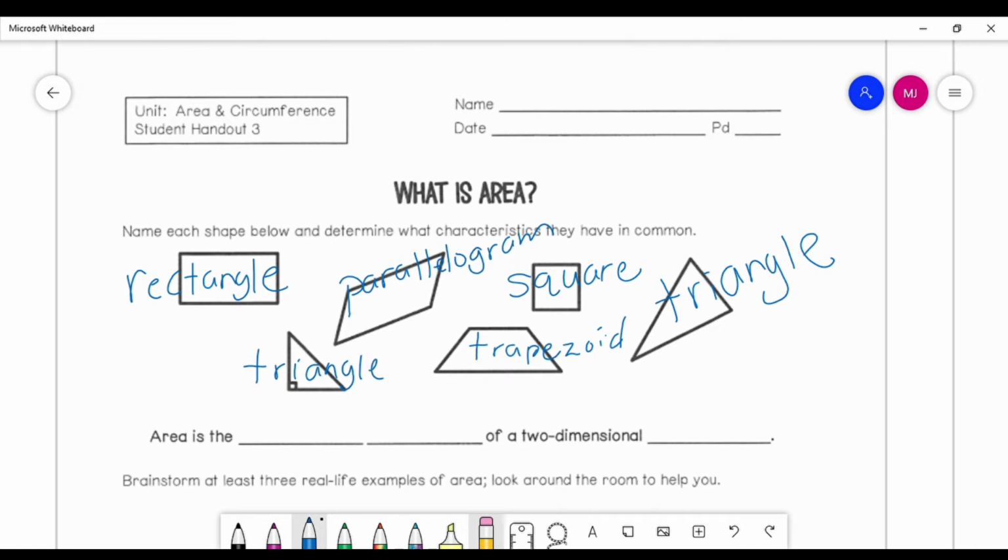Okay. What else do we want to compare? Davis? The rectangle and the square. How are they the same? Their angles are right angles. Good. How many sides? They're quadrilaterals. What does that mean? 4 sides. Okay, so let's write that down.